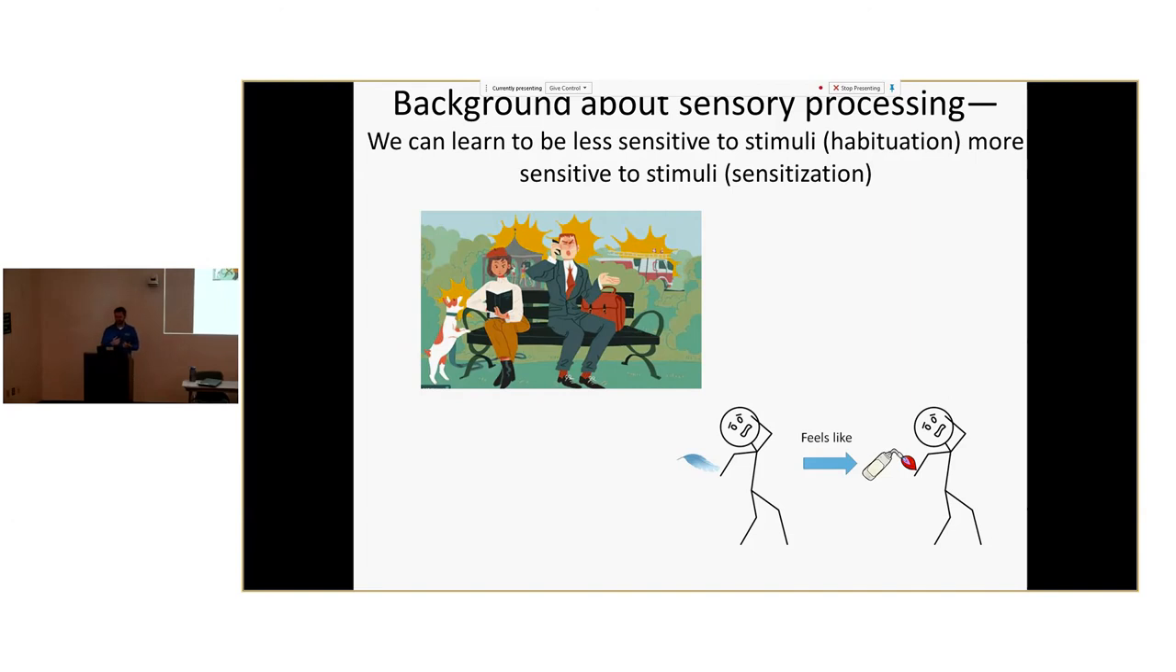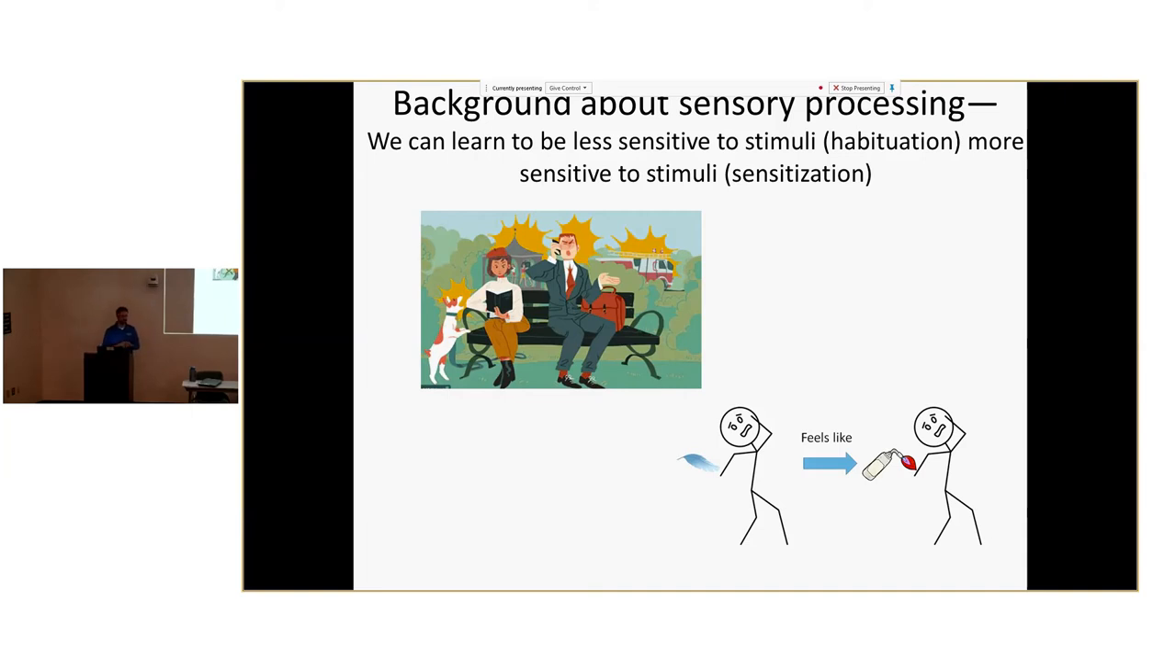Habituation is the decreased response to the same stimulus. So how can this woman sit on a bench in a crowded city with a dog barking and somebody yelling, talking on their cell phone and a fire hydrant going? It's because they've learned how to ignore parts of their environment. If she were new to that environment, of course, she wouldn't be able to ignore all that. The opposite of that is sensitization, an increased response to a stimulus.